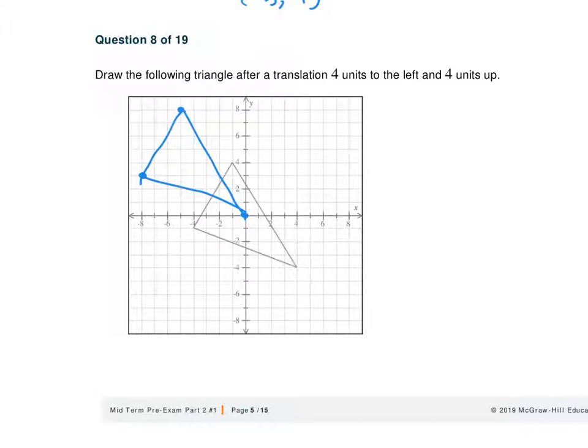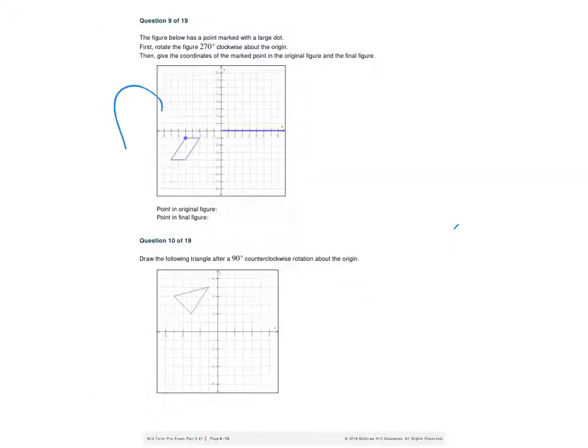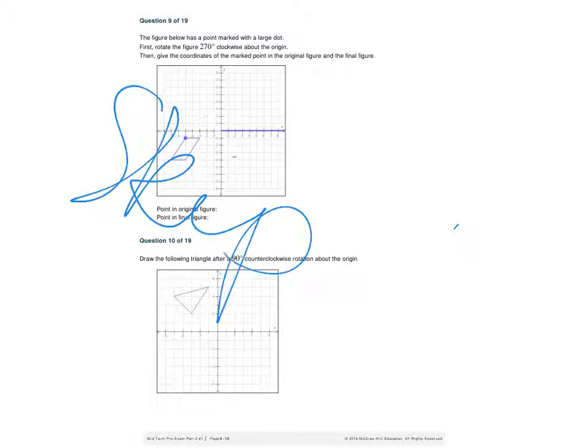That is question 8. You're going to skip question 9 and 10.